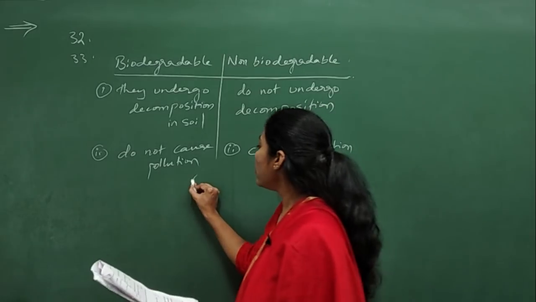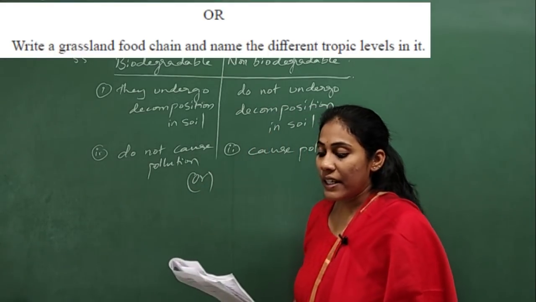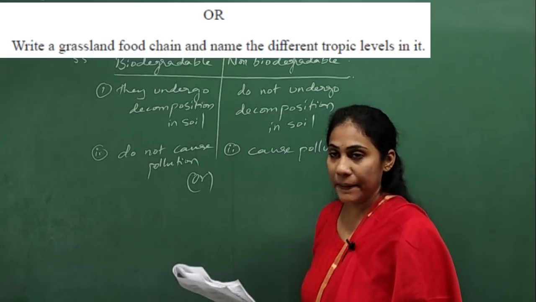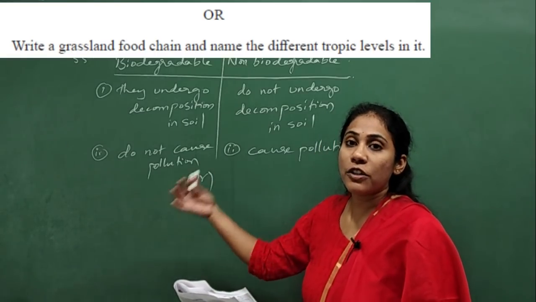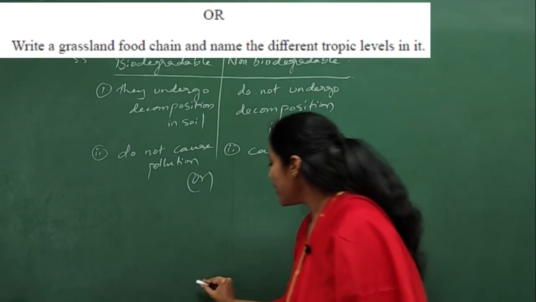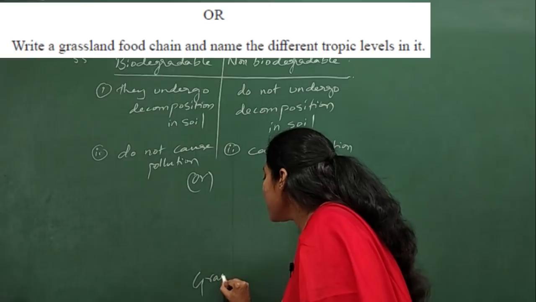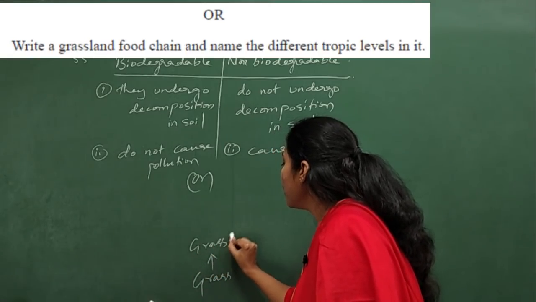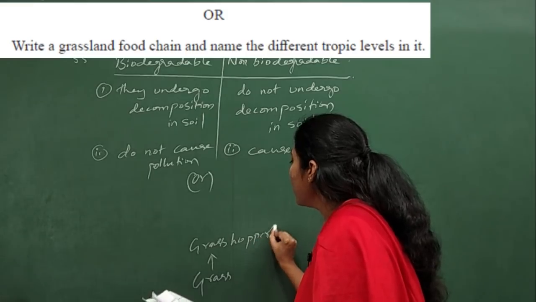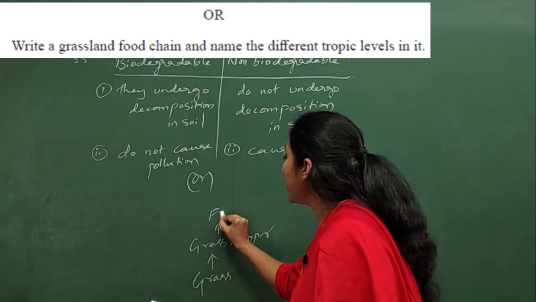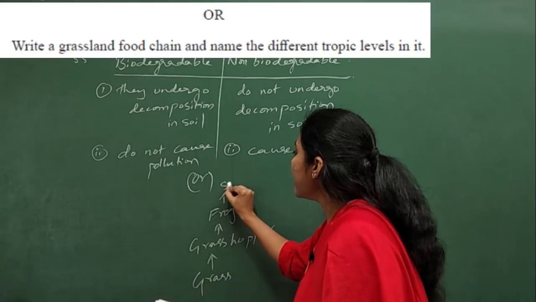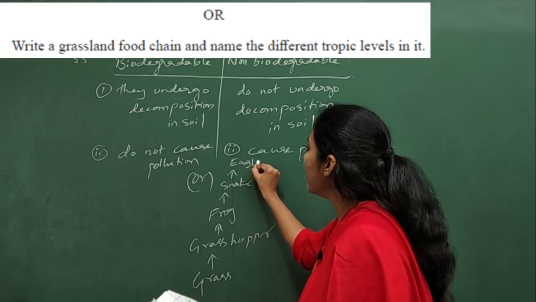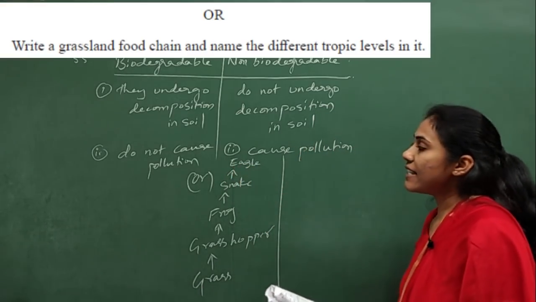Fine. And there is an OR question here. Write a grassland food chain and name the different trophic levels in it. Okay, so how do you show the grassland food chain? See, first you will have grass. Grass is eaten up by grasshopper, right? So grasshopper is eaten up by frog. Frog is eaten up by snake. Snake is eaten up by eagle, right? So this is your grassland food chain.